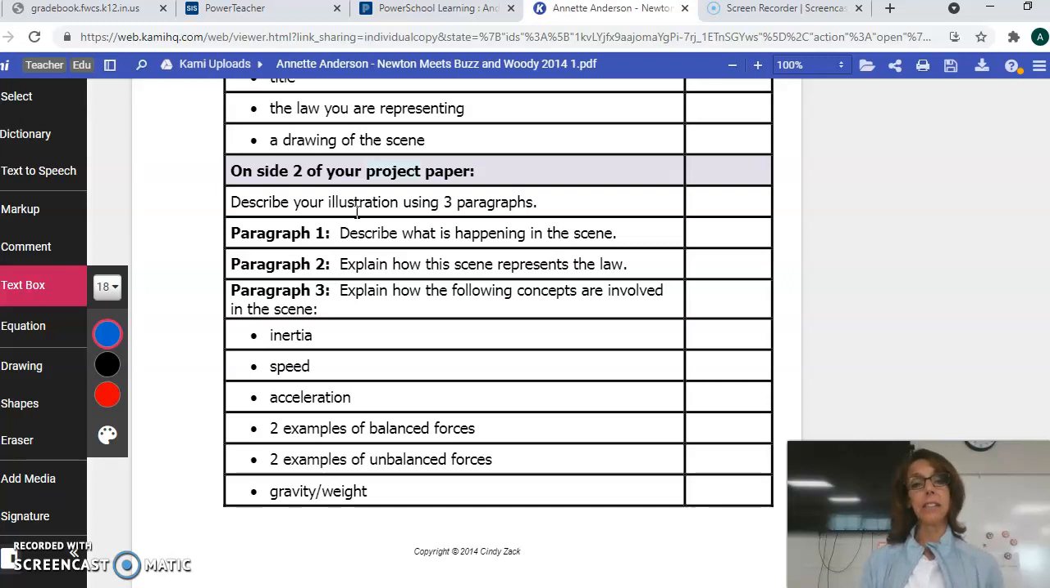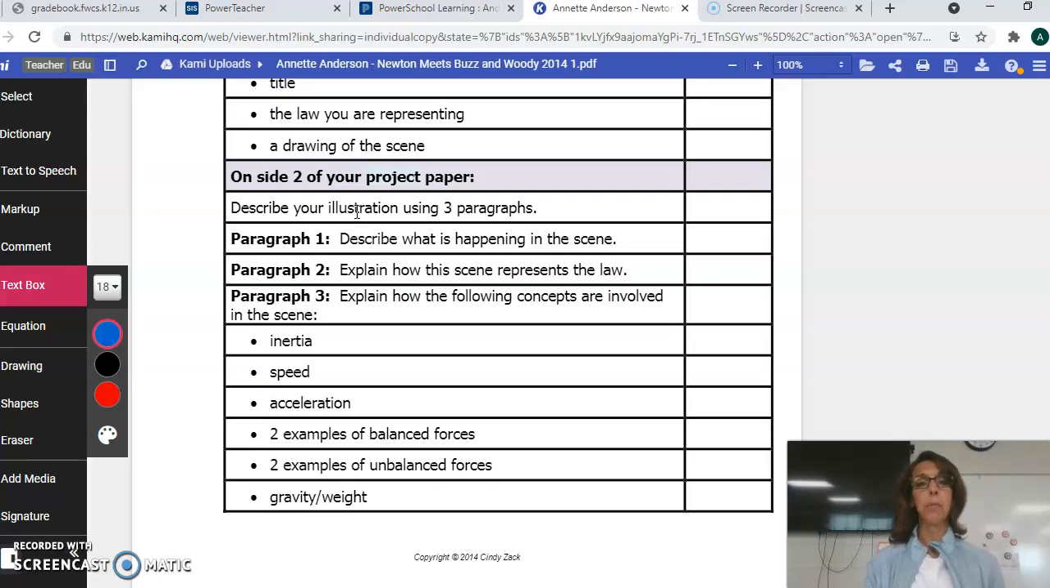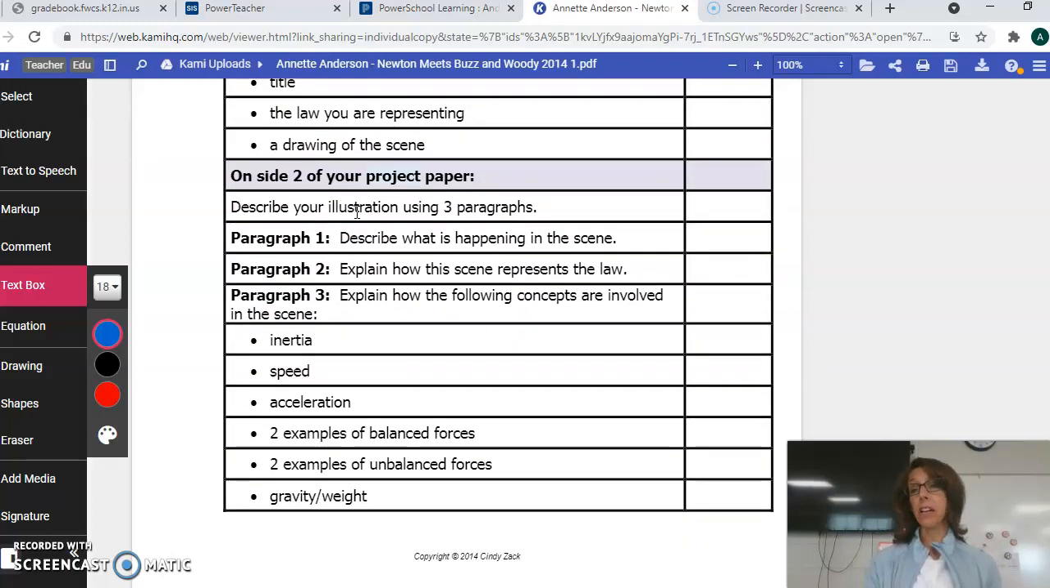Explain how the following concepts are involved in the scene: inertia, speed, acceleration, 2 examples of balanced forces, which means no movement, 2 examples of unbalanced force, which means movement, and gravity or weight. This is your assessment, so while you are telling me how those happen in the scene, I probably would put those definitions down just so I am very clear that you have mastered those concepts.